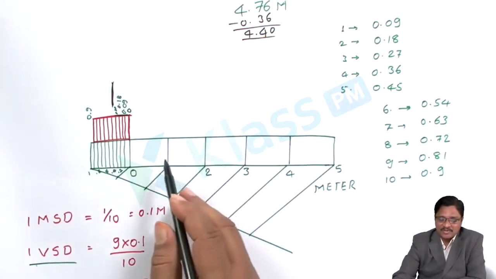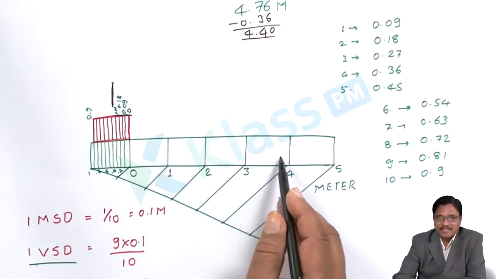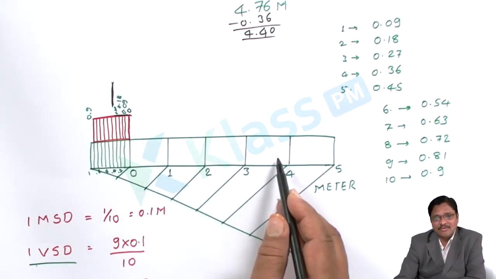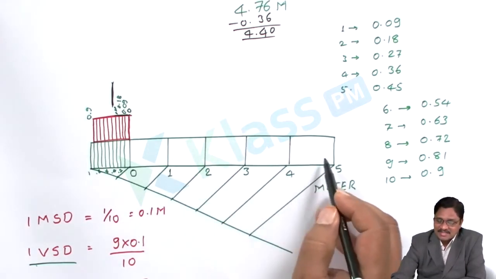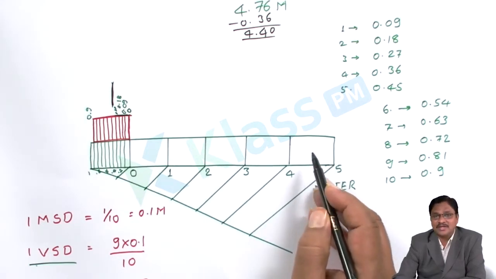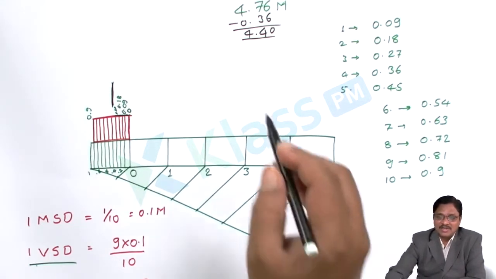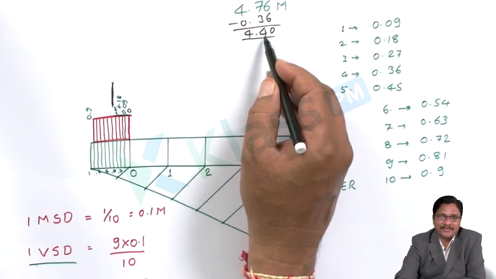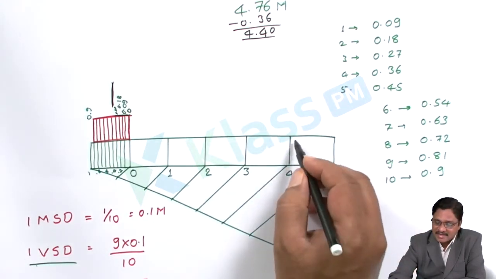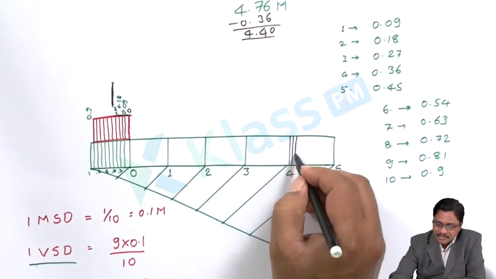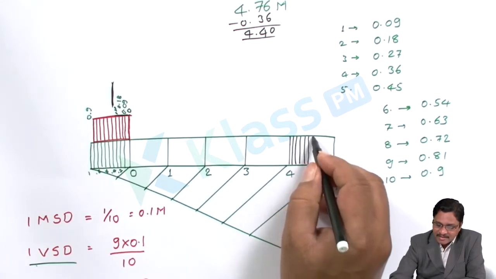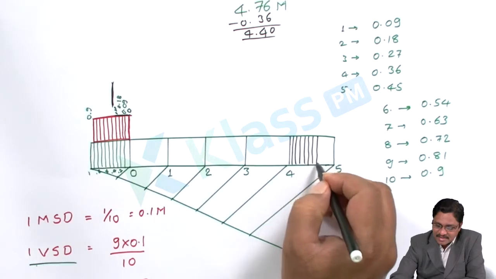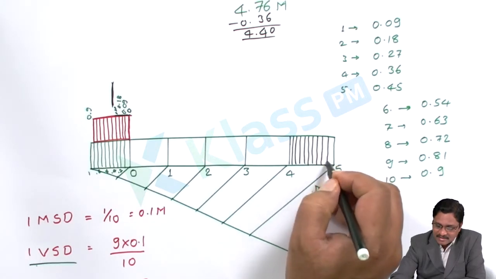So 4.40 means 1, 2, 3, 4. Up to the 4 I am getting as a 4. After that stage, how much is required? 0.4 is required. So in this region again I have to subdivide into 10 equal divisions. Only then can I identify the 0.4. So let us subdivide it again here. 1, 2, 3, 4, 5, 6, 7, 8, 9, 10.